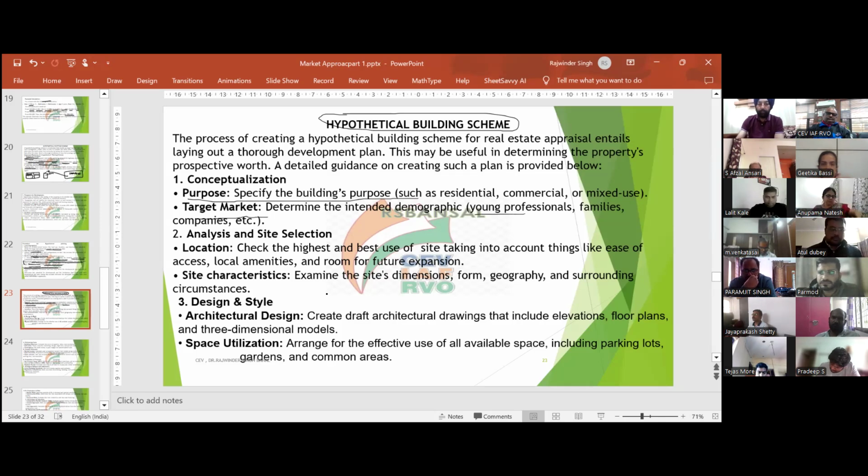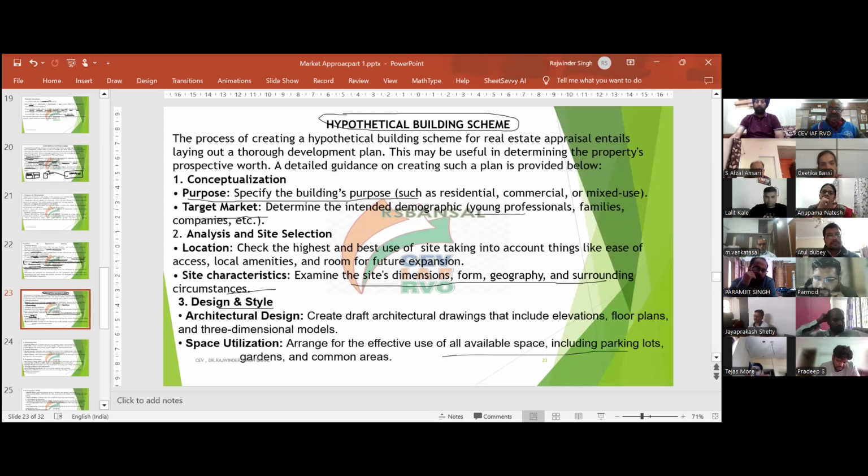Then site characteristics, you have to examine the site's dimension, form, geography, and surrounding characteristics. Then design and style, which is prevalent in that particular area, including elevations, floor plans, and three-dimensional model. Spatial utilization: arrange the effective use of all available spaces, including parking lots, gardens, and common areas.